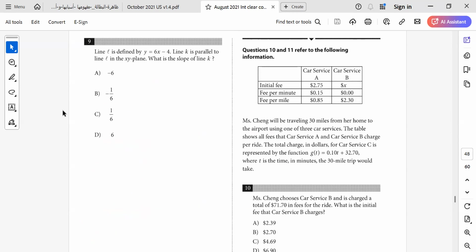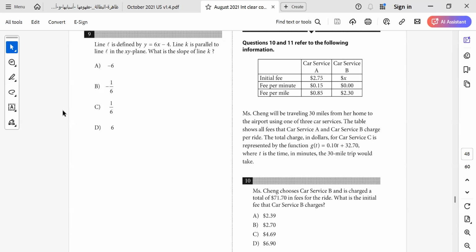Okay guys, 9, 10. Question number 9. Why is it not C, Y, D? Okay, the slope of parallel lines is the same slope, so 6. The same slope, not parallel 6. Parallel lines have the same slope, so it's 6. If it's perpendicular, yes, it's 6 over 1, so perpendicular will be negative 1 over 6, if he says perpendicular. But parallel lines have the same slope.